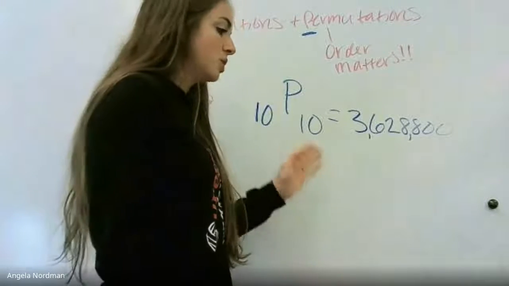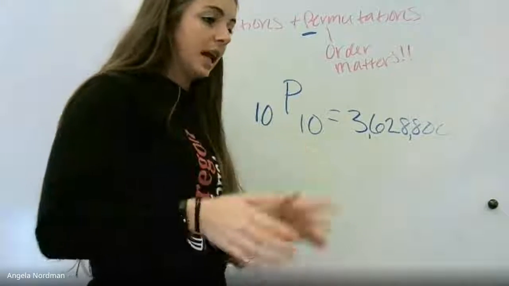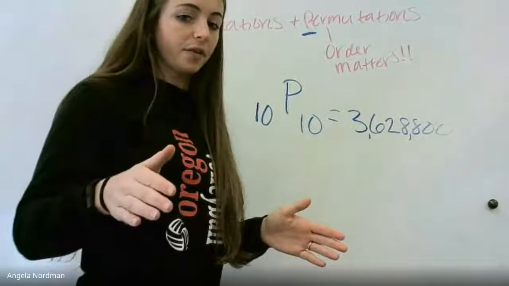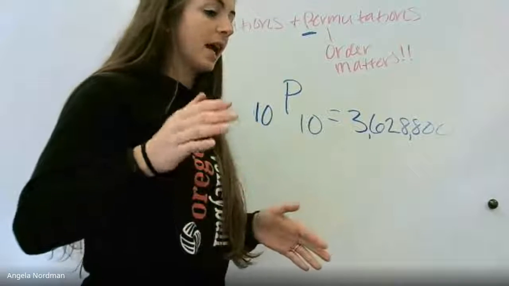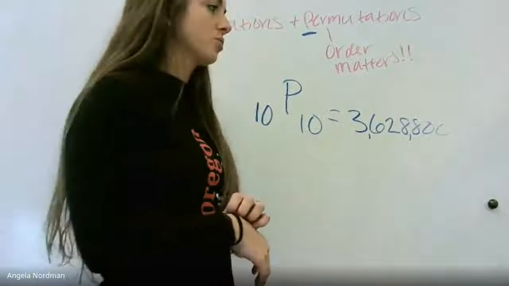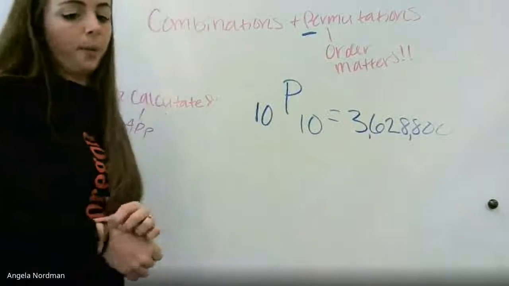Choosing 1, 2, 3, 4, 5, 6, 7, 8, 9, 10 is different than choosing 1, 2, 3, 4, 5, 6, 7, 8, 10, 9. So this is bound to be a really large number.